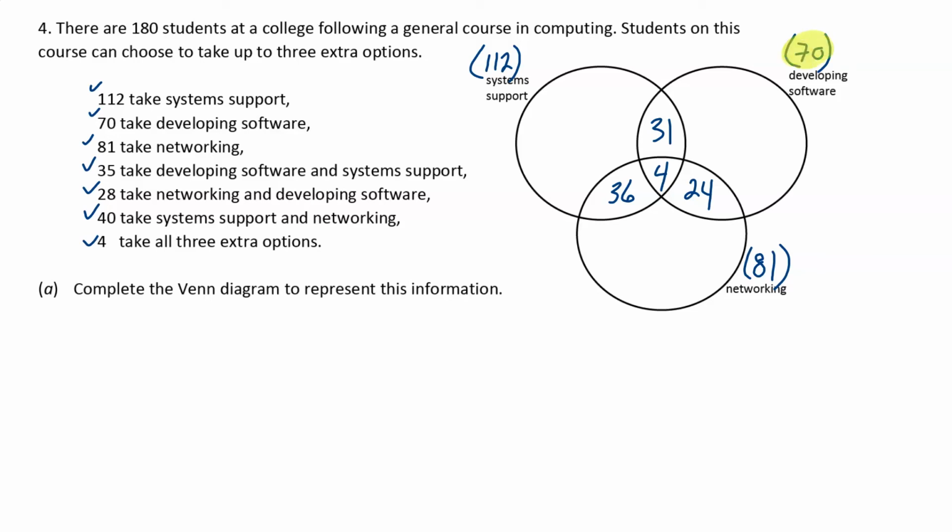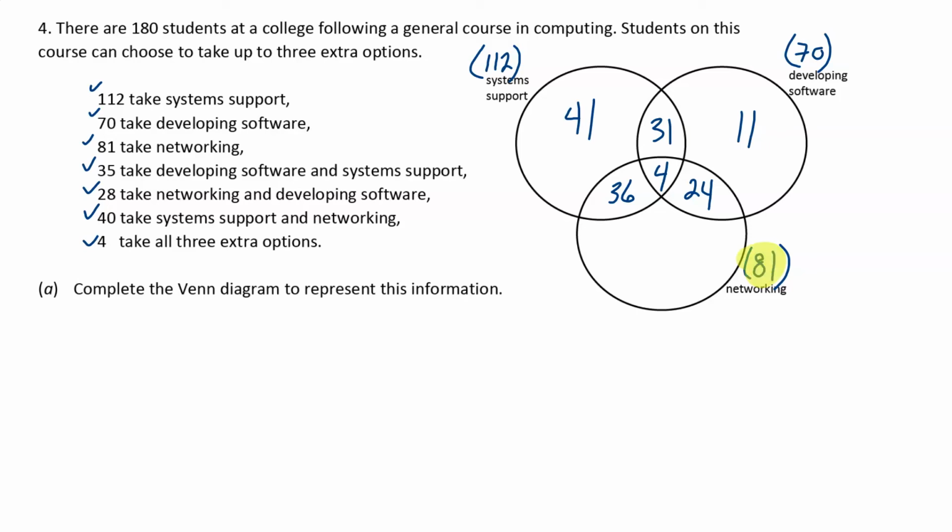In developing software, we need to have a total of 70 people. We've currently got 31 and 24 and 4, which is a total of 59 people. So we need to add another 11 into that space to complete the count up to 70. Similarly, in system support, we want to hit 112. We've got 31 and 36 and 4, which is 71. So we need an additional 41 to complete that area.